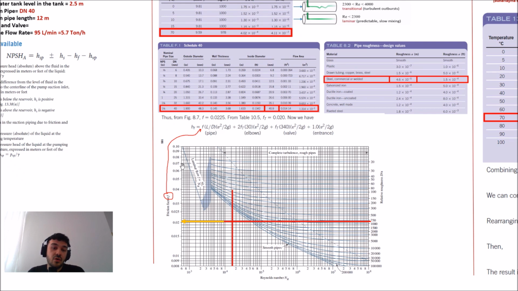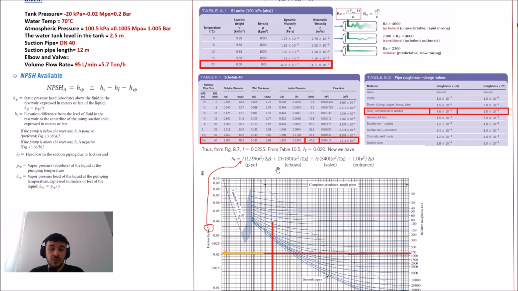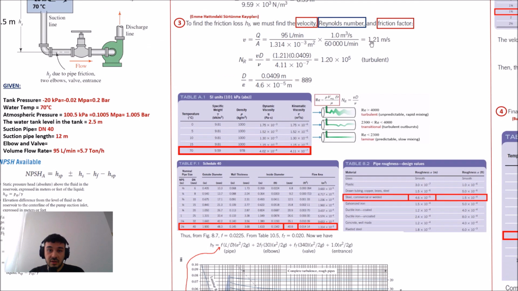So what is this whole formula? This formula means the head loss. If you want the head loss in the suction piping due to friction, you have to know the friction factor. So we calculated the friction factor here. What is the length of the suction pipe? We know the suction pipe length is 12 meters. And what is the diameter? We know. What is the velocity? We calculated this here.